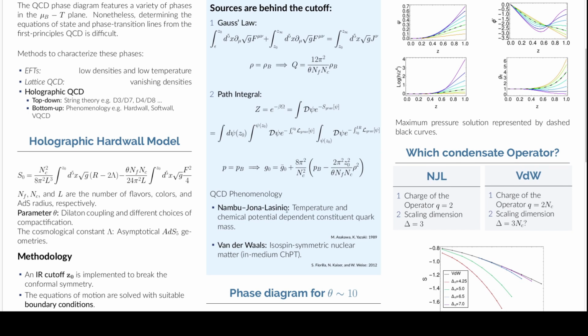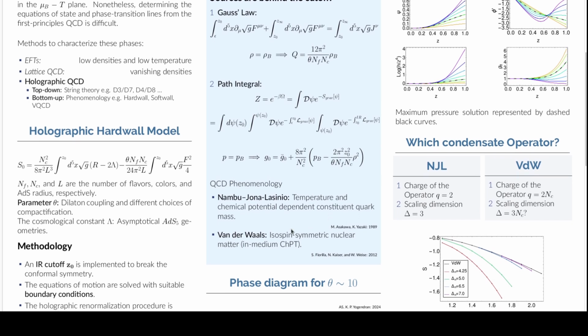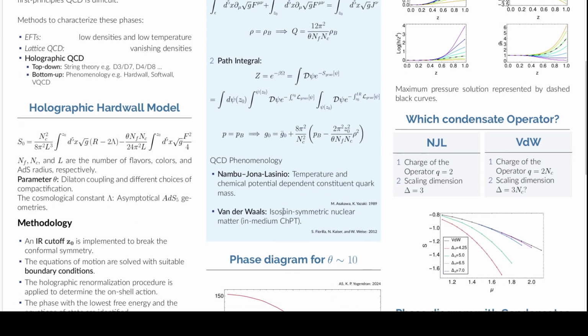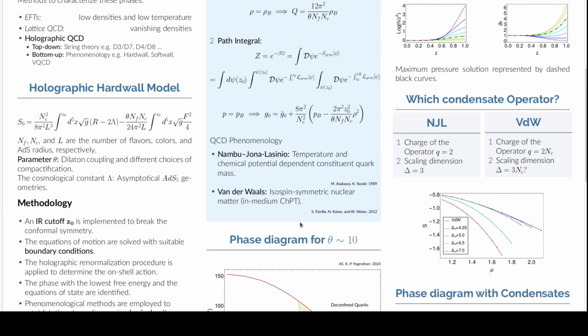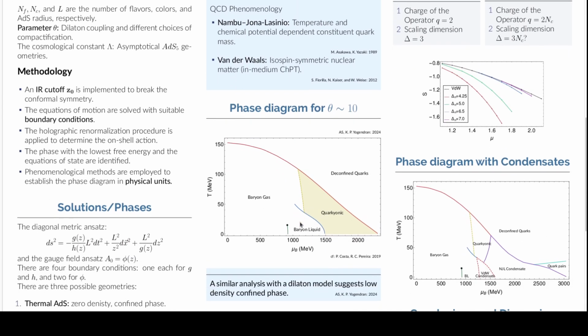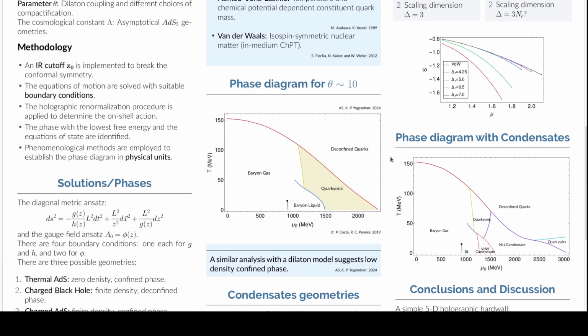For instance, the Nambu-Jona-Lasinio model at finite temperature and chemical potential is matched where we expect quarks as degrees of freedom. At low densities, baryons are described by the isospin symmetric in-medium chiral perturbation theory, which shows van der Waals type behavior. Comparing different geometric solutions, we obtained this phase diagram.